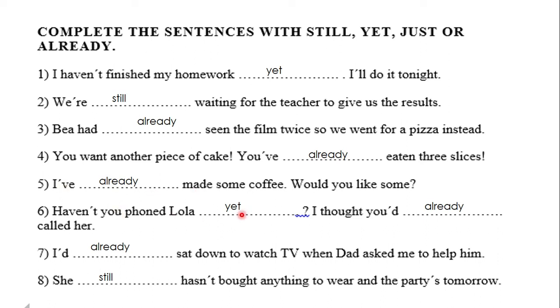Haven't you found Lola yet? It's a question, and yet always goes at the end of questions in present perfect. I thought you had already called her. Already comes between the auxiliary had, or have, or has, and the past participle of the verb.